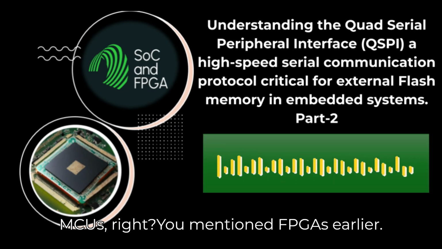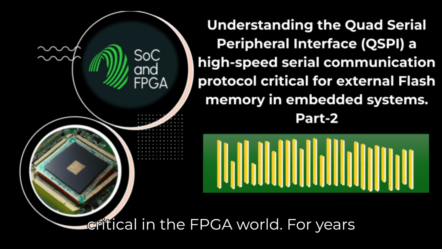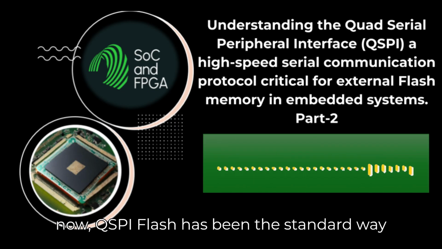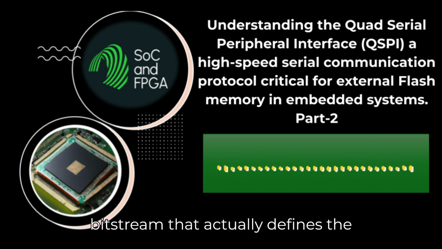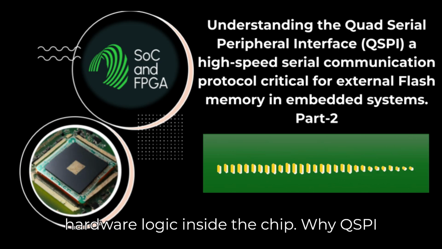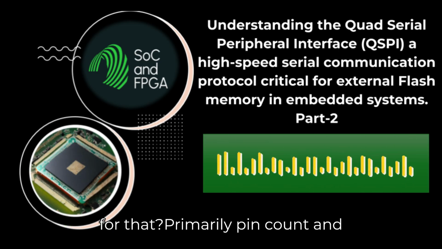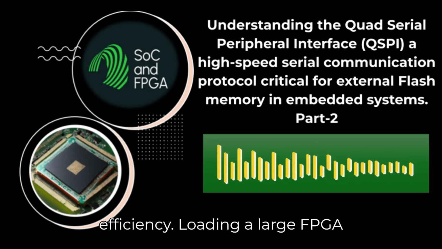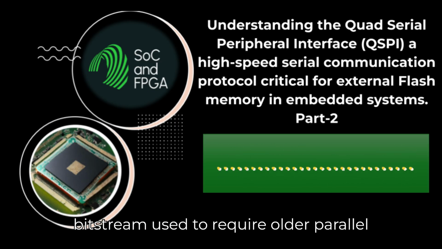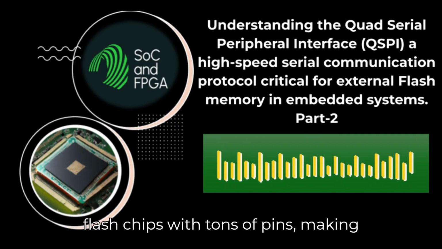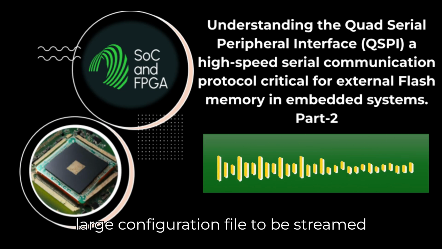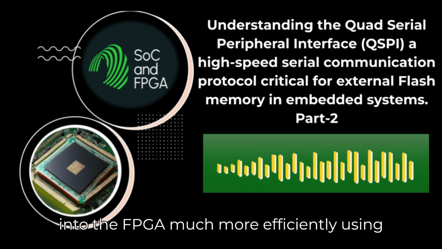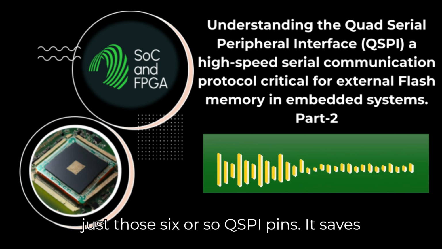And it's not just MCUs, right? You mentioned FPGAs earlier. Is it important there too? Absolutely critical in the FPGA world. For years now, QSPI flash has been the standard way FPGAs load their configuration data, the bitstream that actually defines the hardware logic inside the chip. Why QSPI for that? Primarily pin count and efficiency. Loading a large FPGA bitstream used to require older parallel flash chips with tons of pins, making boards complex. QSPI allows that same large configuration file to be streamed into the FPGA much more efficiently using just those 6 or so QSPI pins. It saves board space and cost.